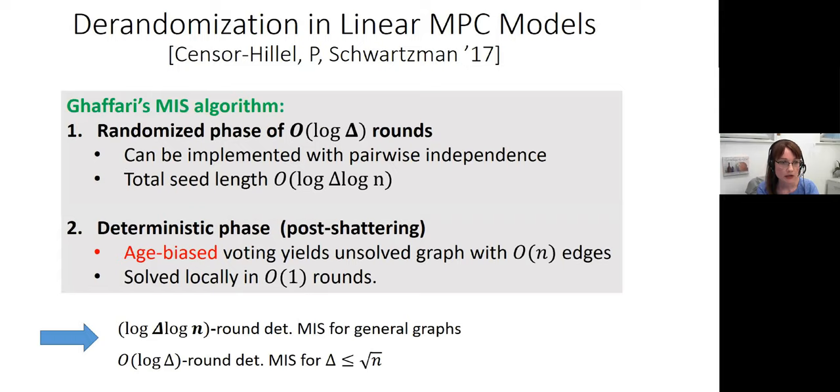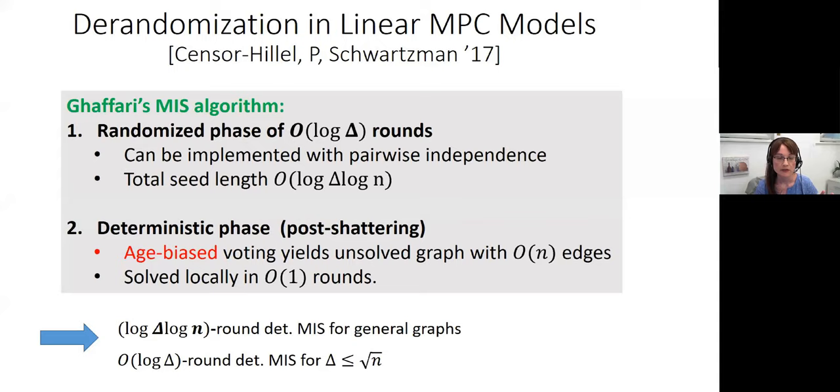Okay. So perhaps one of the first works that did this derandomization of Luby in MPC-like models was in the congested clique, but it can also be cast as a linear MPC model. It is our work with Karen and Gregory. And there our goal was to find the best deterministic MIS algorithm in the congested clique or linear MPC model. I won't get too much into the details of that work, but I'll just say that it has these two phases of solution. We looked at Ghaffari's MIS algorithm, and that algorithm has two phases, a randomized phase of log delta rounds, and the post-shattering phase, which was deterministic.